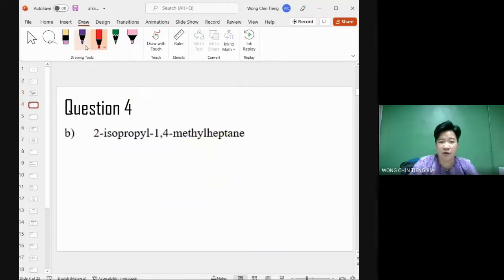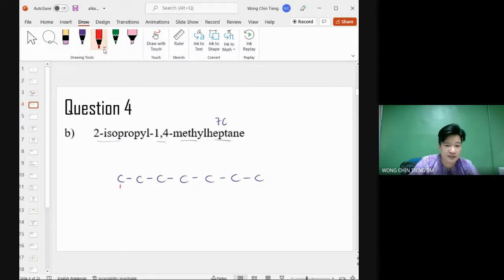So, we try another one over here. I have my 2-isopropyl 1,4-methyl heptane. Again, heptane 7 carbon. So, as always, just a kind reminder like I told you before the holiday. The most important thing is not only giving the name. The most important thing is to be able to draw your name correctly. That is the most important thing. And you know, the moment I see my substituent as 1-methyl heptane, I know the name is wrong. Betul? Satu tak boleh pegang methyl.